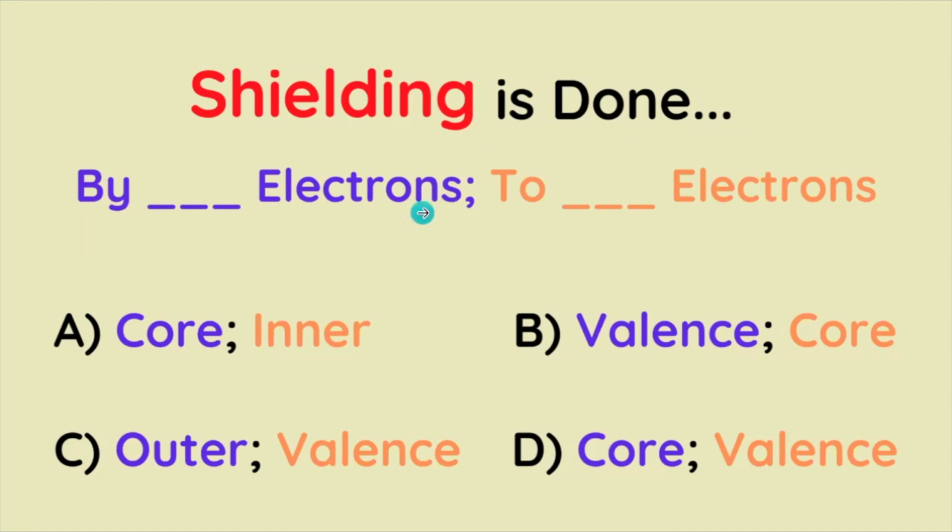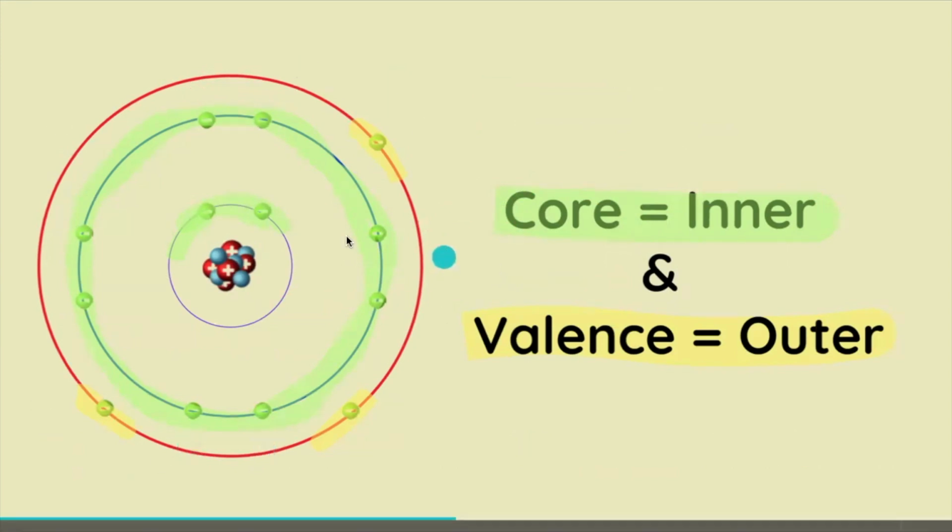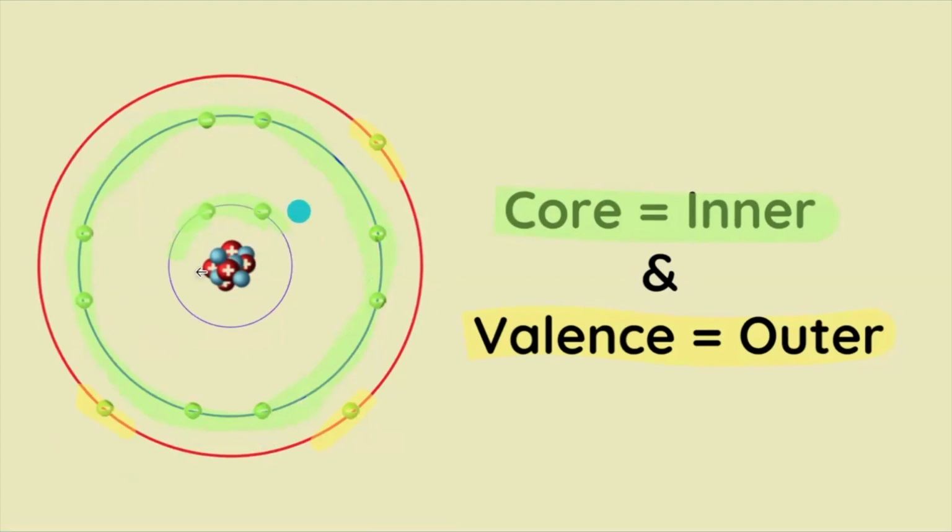Shielding is done by and to what types of electrons respectively? Well, one thing we need to get straight is the difference between core electrons and valence electrons. Valence, or outer electrons, are simply the electrons that are in the outermost ring, whereas the core electrons, the inner electrons, are anything inside of that, all the other electrons.